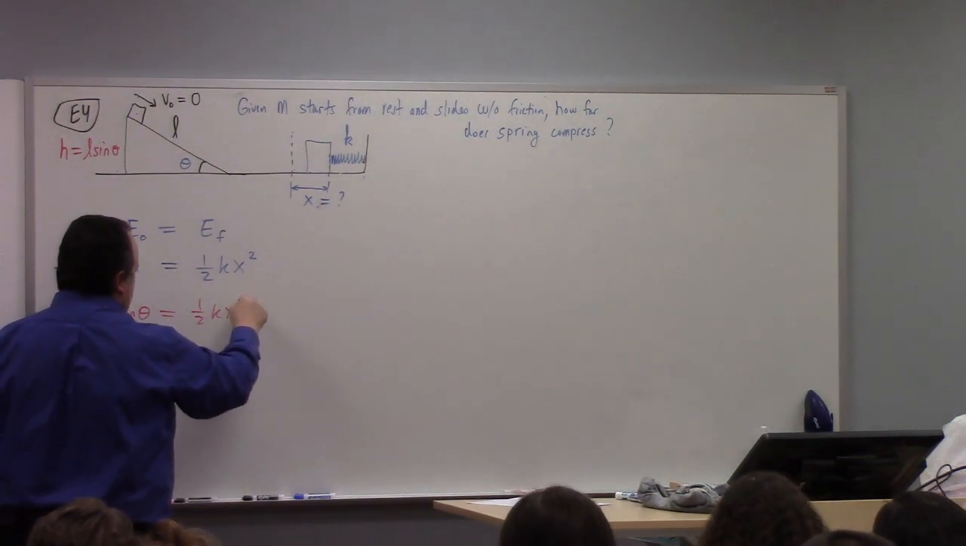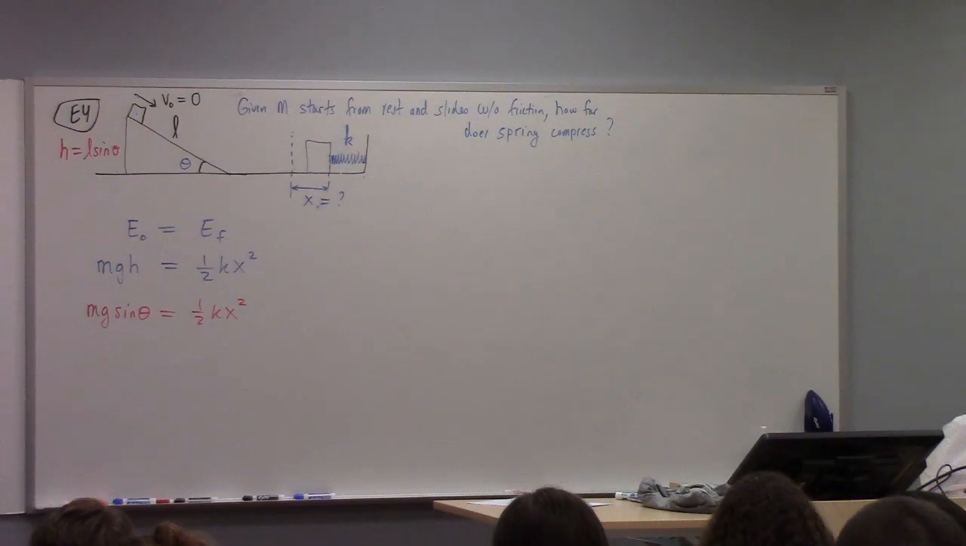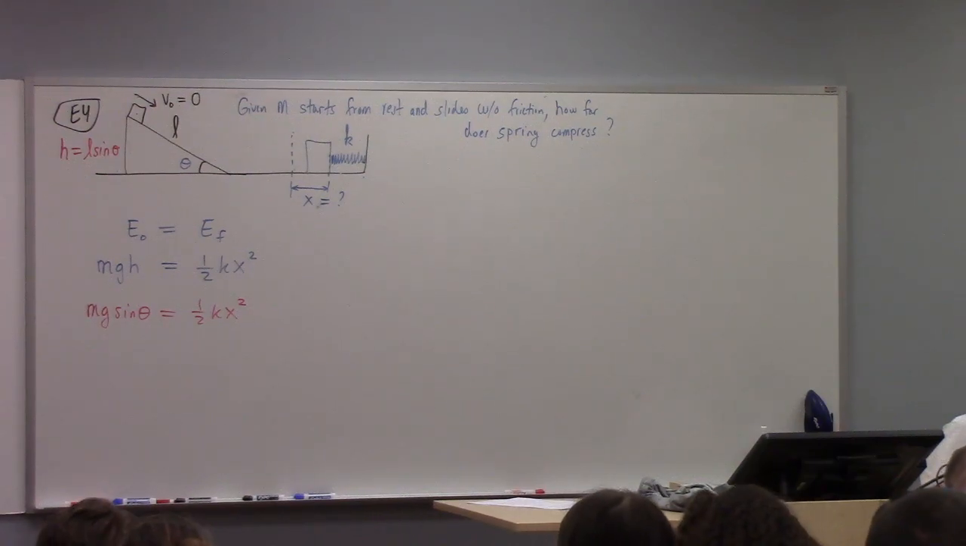How do I know that the potential energy due to a spring stored in the spring is 1/2 kx squared? Remember, we worked this out the other day. We integrated the spring force. We got 1/2 kx squared.